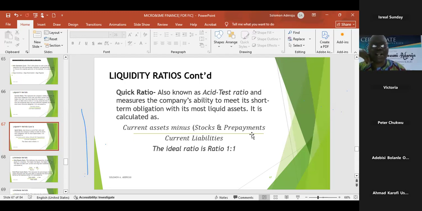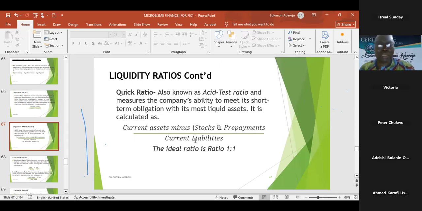Okay, we remove stock because the stock may not be moving or obsolete, and we still want to see whether the company can honor its obligation. So we remove stock and see whether the remaining current assets will be enough to pay the current liabilities. So it shows how liquid the company is, but the ideal ratio is 1-to-1. That means for every 1 naira the company is owing, they have 1 naira to meet it without selling their stock, because it may be difficult to convert the stock to cash.